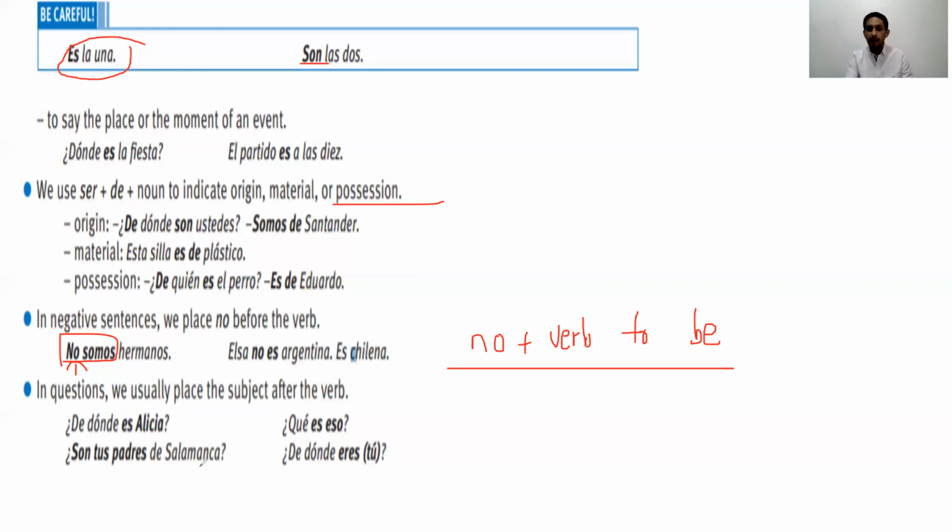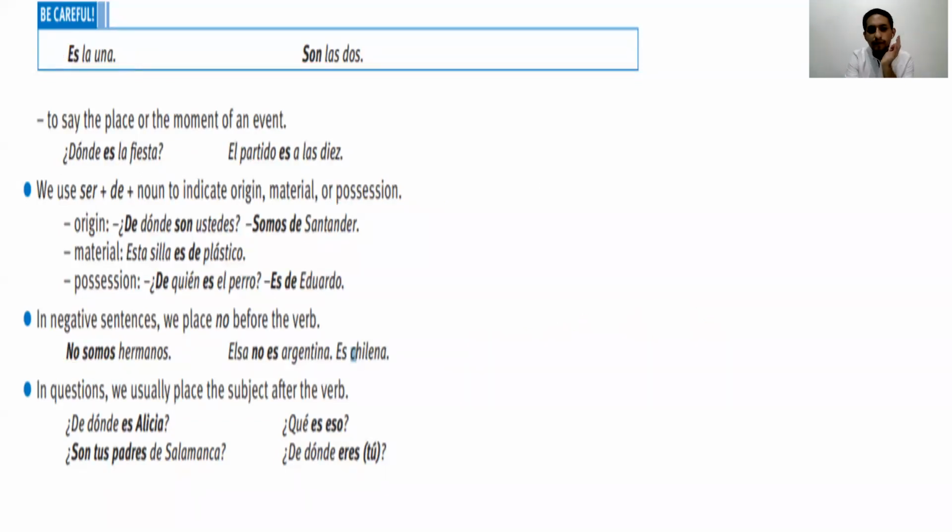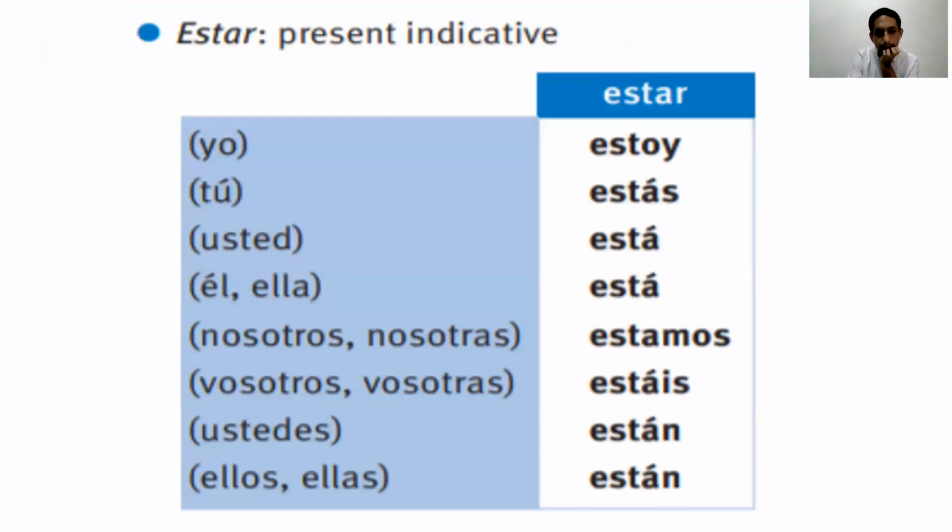¿Son tus padres de Salamanca? Are your parents from Salamanca? ¿De dónde eres? Where are you from? What is that? Where is Alicia from? Right? Okay, guys, let's continue. So mostly we use the verb to be in that way.